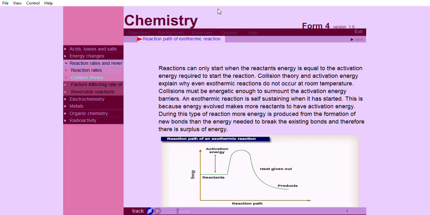Reactions can only start when the reactant's energy is equal to the activation energy required to start the reaction. Collision theory and activation energy explain why exothermic reactions do not occur at room temperature. Collisions must be energetic enough to surmount the activation energy barrier. An exothermic reaction is self-sustaining when it has started. This is because energy evolved makes more reactants have activation energy. During this type of reaction, more energy is produced from the formation of new bonds than the energy needed to break the existing bonds, and therefore there is a surplus of energy.